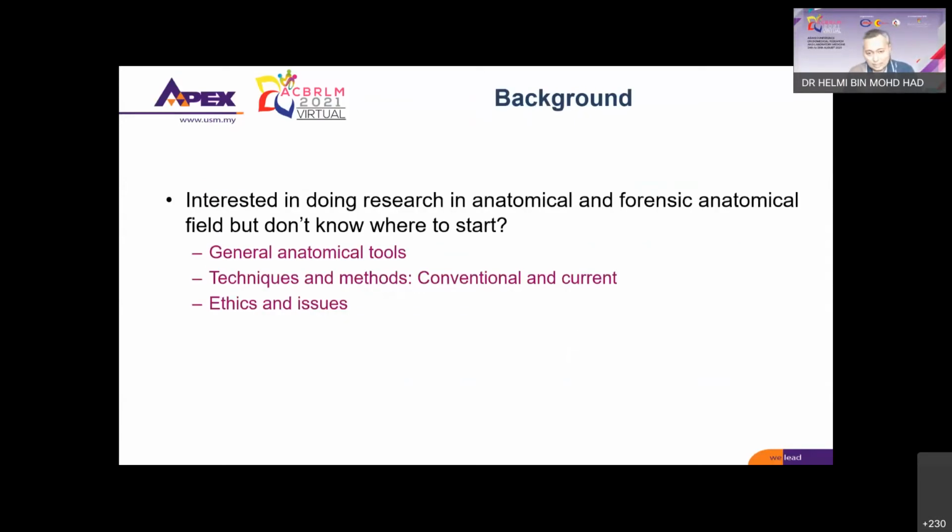So who is this talk for? If you are interested in doing research in the anatomical or forensic field, but you do not know where to start, I'll tell you about the general anatomical tools and techniques, conventional and current tools, and ethics and issues regarding forensic anatomical research in Malaysia and in the world.